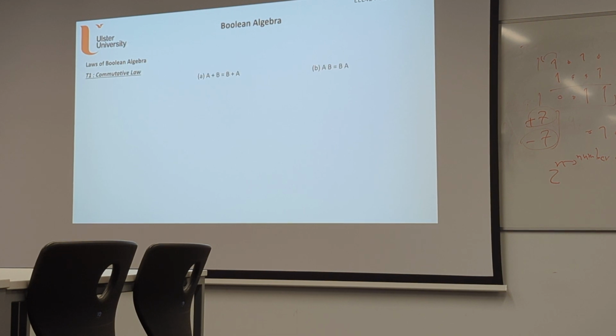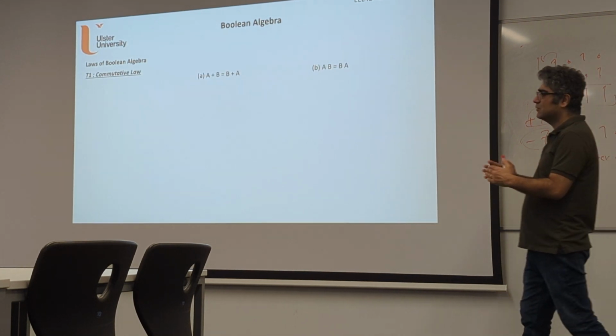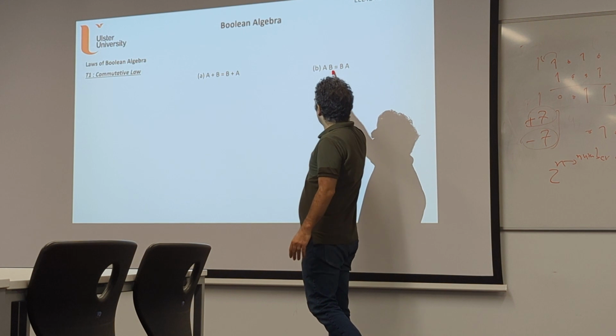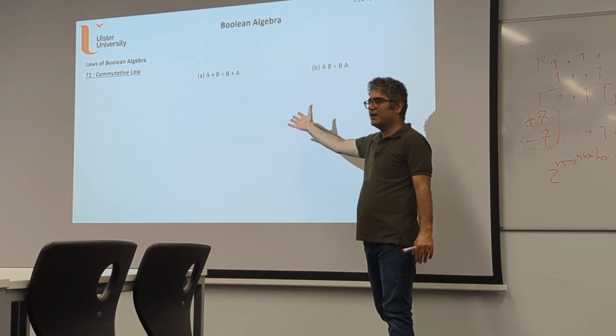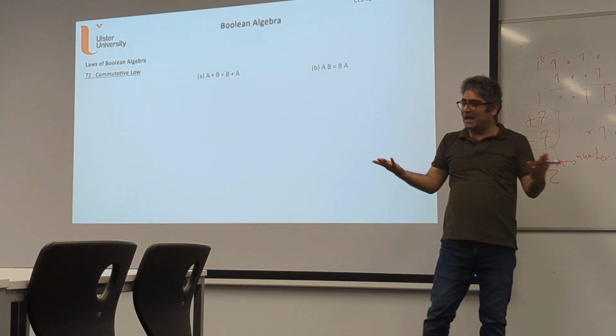There are some laws that are important. A plus B equals B plus A. A times B equals B times A. Or in other words, A or B equals B or A, and A and B equals B and A.